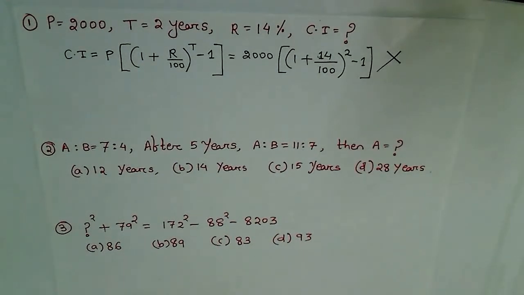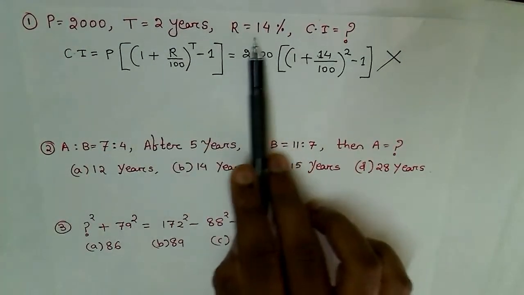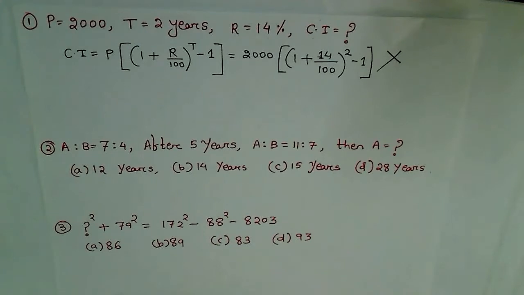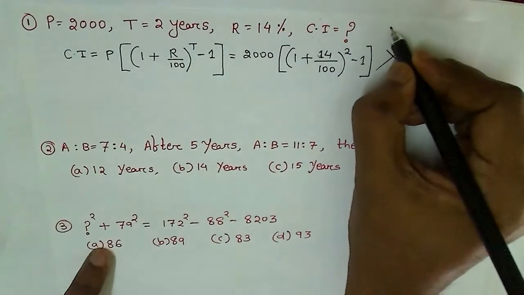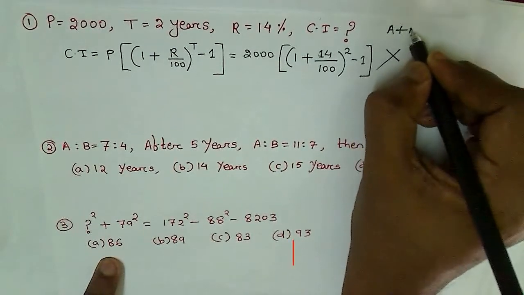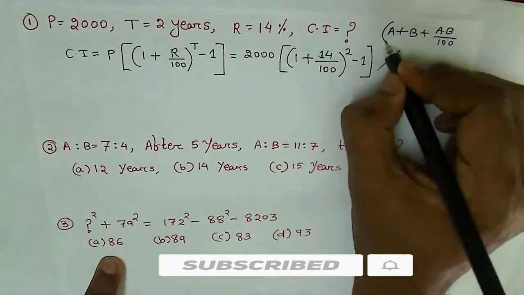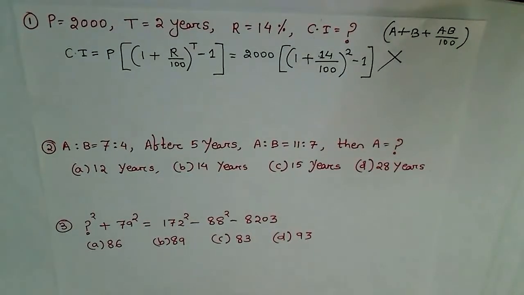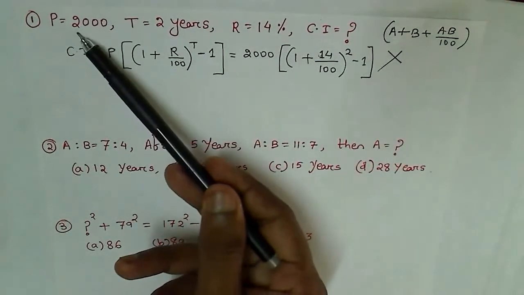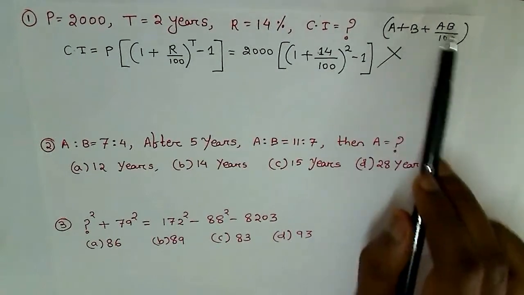Rather, there is one more shortcut trick. Here the time period is 2 years and the rate of interest is 14% every year. For that we have a trick to calculate the net rate of interest, that is A plus B plus AB by 100. By using this formula, you get the net rate of interest, and if you multiply it with the principal amount, you will get the compound interest. So what is the net rate of interest? The formula is A plus B plus AB by 100.